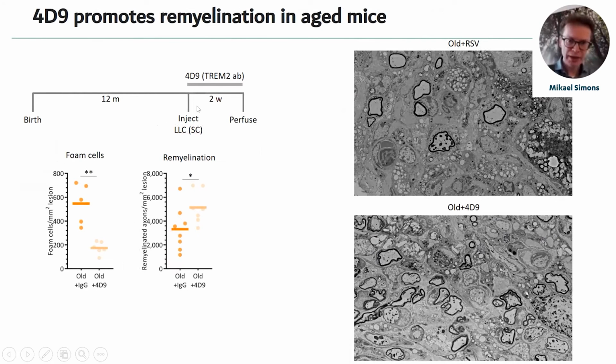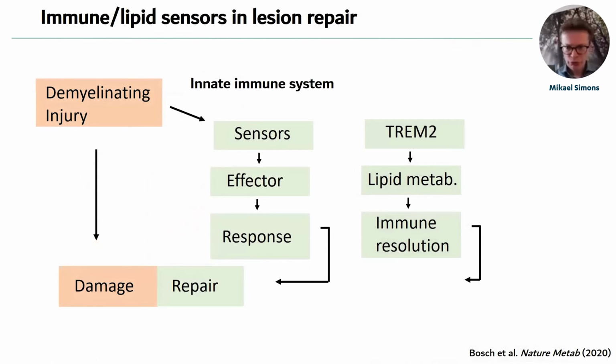Now, similar findings were found when we used aged mice. So here we induced the lesion, again 3 IP injections using this agonistic antibody, reduced number of foam cells, and we also quantified the number of regenerated, remyelinated axons, and saw an improvement when we use the TREM2 agonistic antibody. So what I showed you here is that we have identified TREM2 as a sensing system, and this is consistent with other people's work, and this induces lipid clearance in the cells and leads to immune resolution and a better outcome.